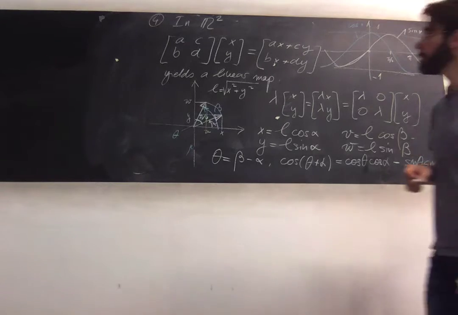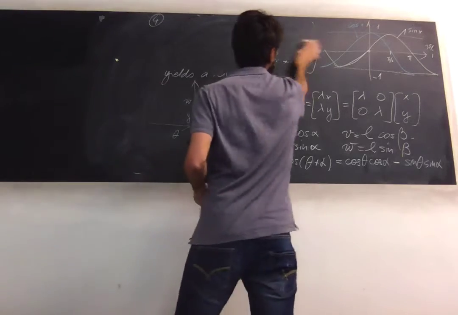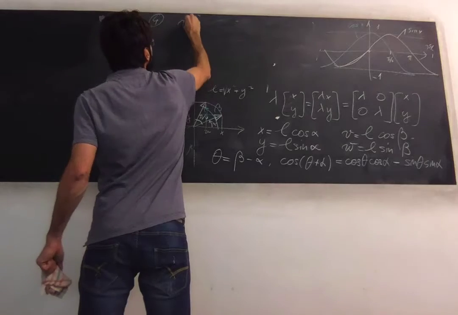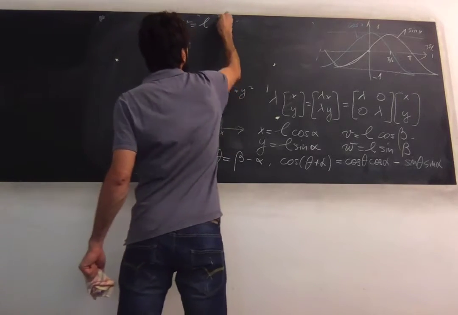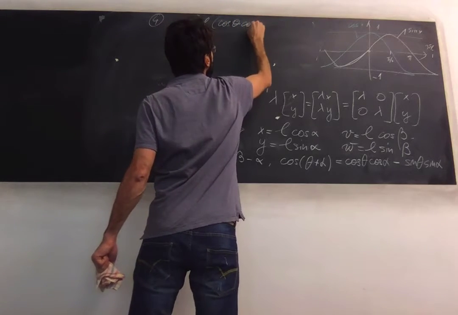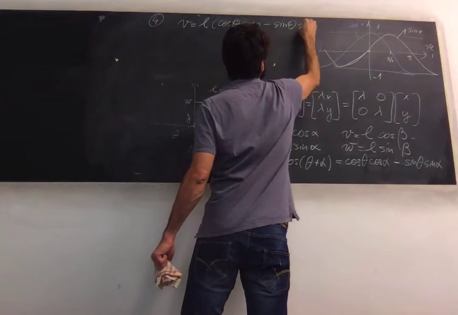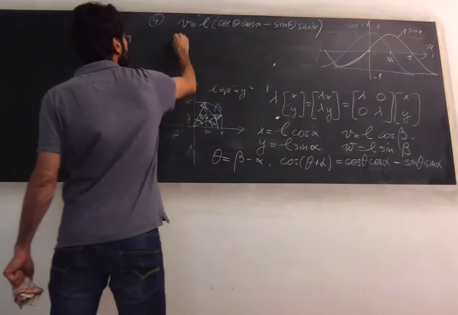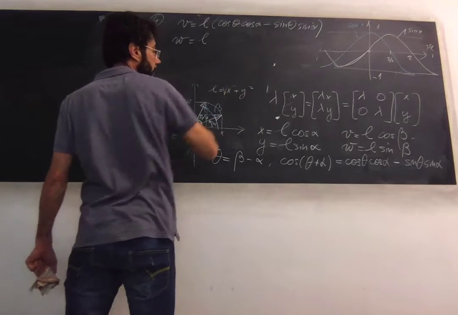So in fact, V, here, by using that formula there, I see that V is equal to L times cosine theta cosine alpha minus sine theta sine alpha. Okay, and W is, by using the sine rule.